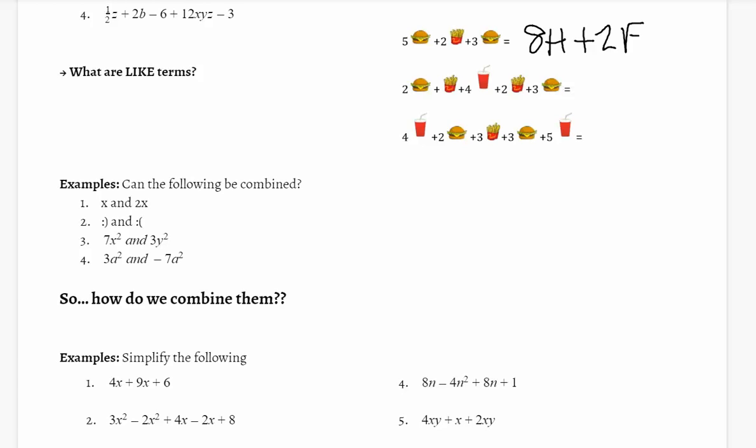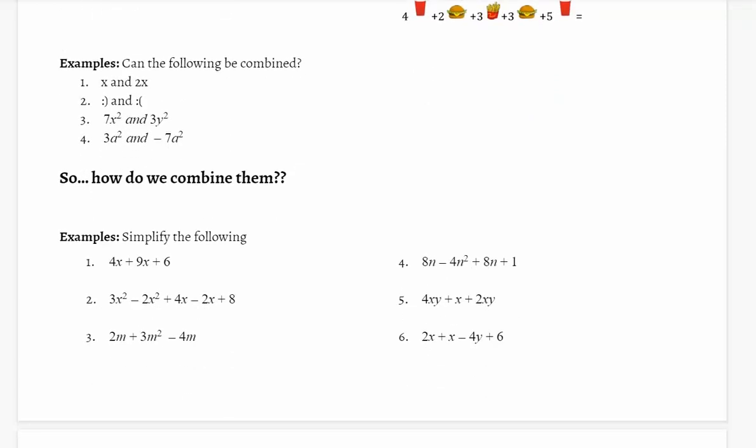Terms that are alike are the terms that have the same variable. So in this case, they have the same picture, okay? And they have the same size. So just like before, we can't add a small French fry and a medium French fry and get a jumbo French fry. So if I look at the following examples, it says, can the following be combined?